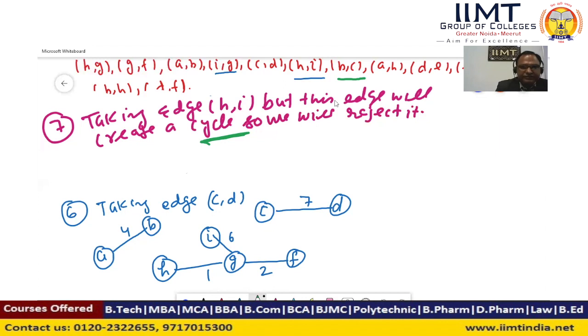Now the next edge is b comma c. Can we take it? The output of step number 7 will be the same as in step number 6. It will create the same output. Now b comma c, can we take this? Can we consider it? That is step number 8.